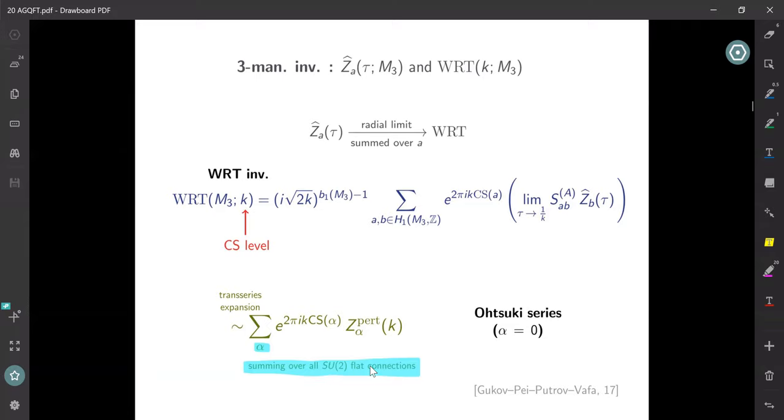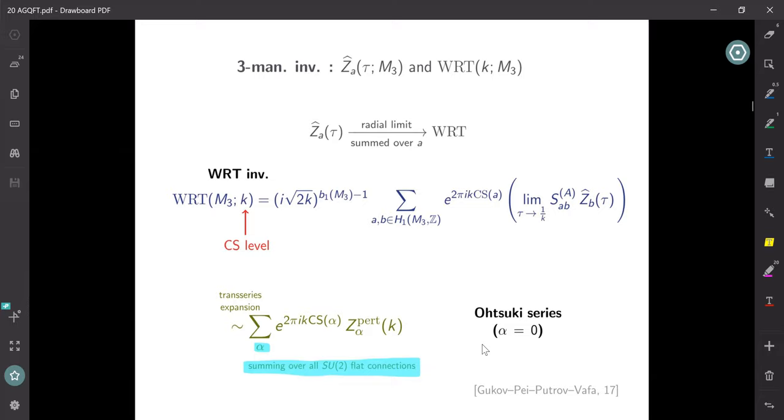So actually, there is a beautiful story I won't have the chance to talk about today. How this trans series expansion is beautifully organized in the quantum modular form property of these Q series invariants. And how from that point of view, although you're only summing over abelian flat connections here, you naturally get out all the SU2 flat connections. And you can also see, moreover, the complex flat connections hidden somewhere. But that's another story that I'm afraid I won't have time to cover today.